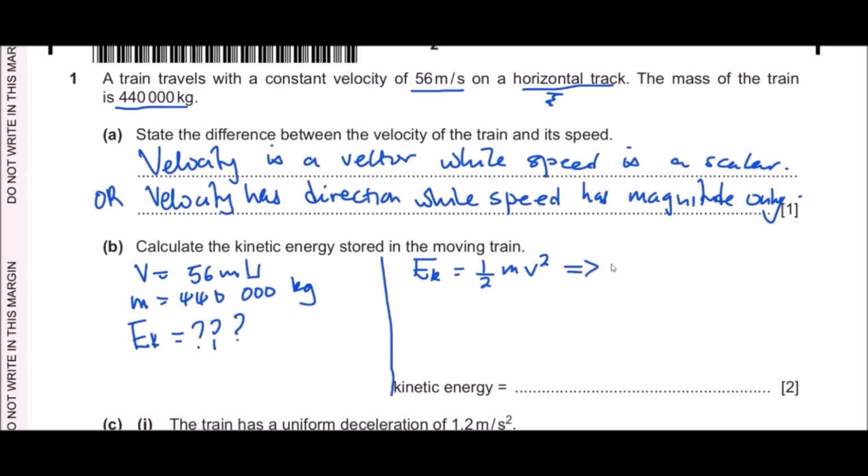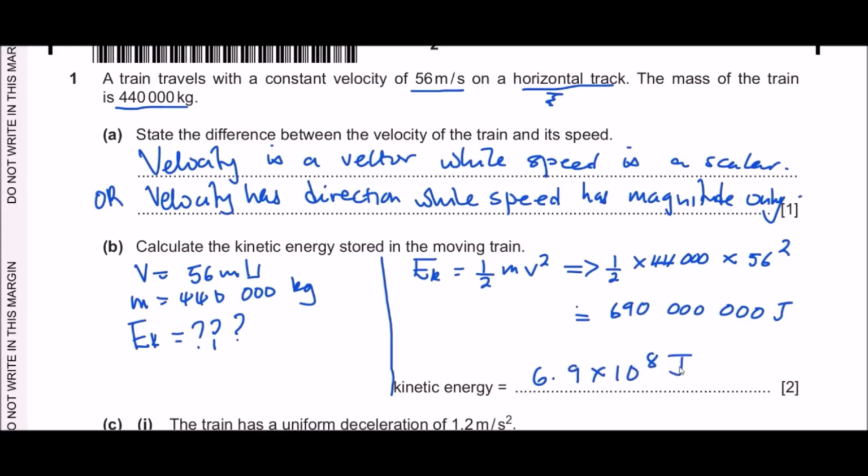By substitution, we're going to have half the mass 440,000 times the square of velocity 56 squared. If you use your calculator very well, you're supposed to find 690 million joules. Right on the space provided, I'll put it in scientific notation, 6.9 times 10 to the power 8 joules.